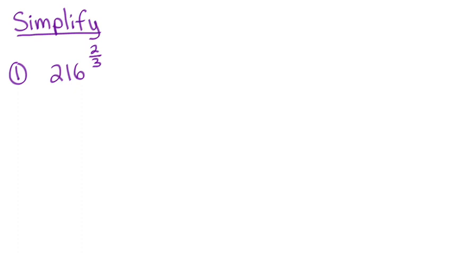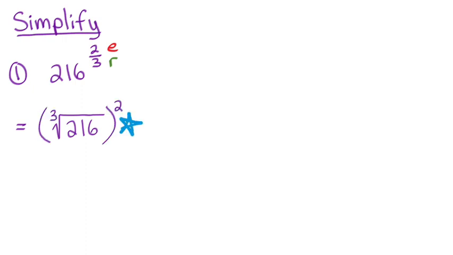So let's do a few of these together. I have 216 to the 2/3 power, which means that 216 goes inside, it is the base. My root is 3, and my exponent is 2. So first I set it up. Then I take care of inside the parentheses. And the third root of 216 is 6. And then 6 squared is 36.